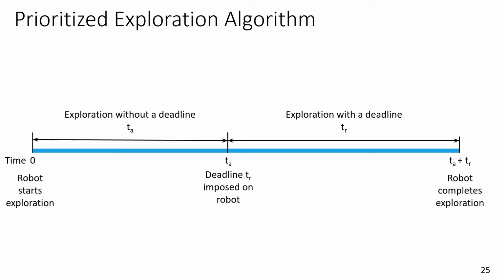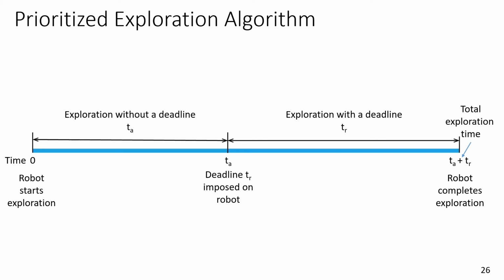Note that the time elapsed when the deadline is imposed on the robot is referred to as TA. The deadline imposed is referred to as TR. The value of TR is updated as time passes to keep track of the time remaining by which the robot has to return to the home vertex.